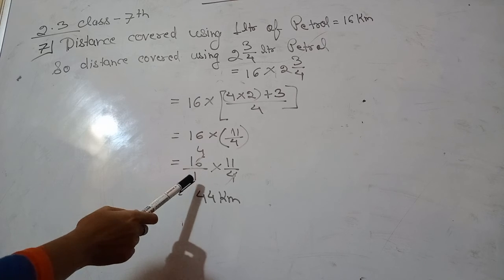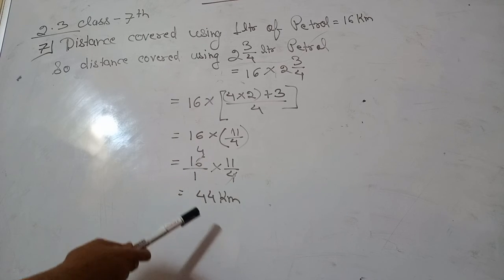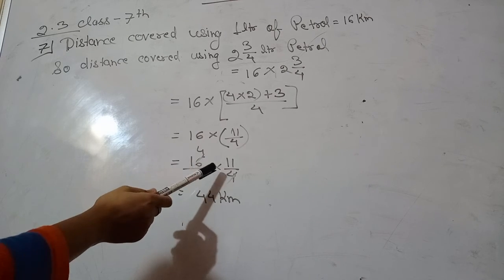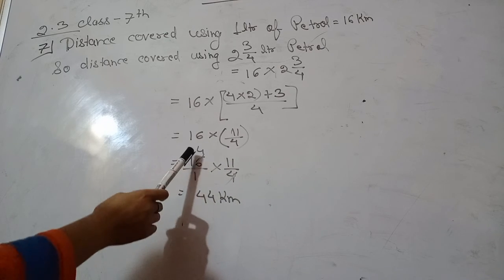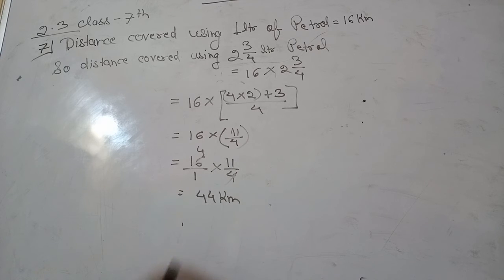Now if nothing is written in the denominator, we can place 1 in the denominator. So here it becomes 16 by 1 into 11 by 4. Now 4 1s are 4, 4 4s are 16. 4 11s are how much? 44 kilometers. So how much distance will the car cover in 2 3 by 4 liter of petrol? The car will cover 44 kilometers. Okay, that is our answer.